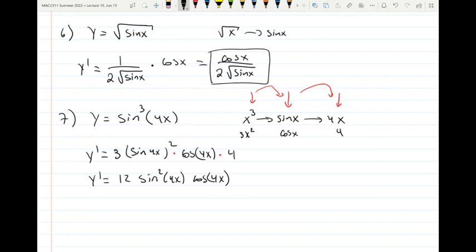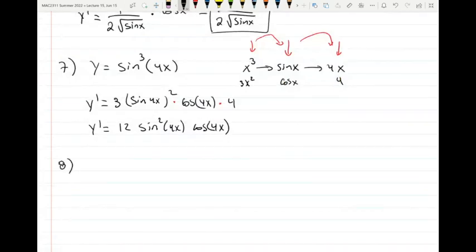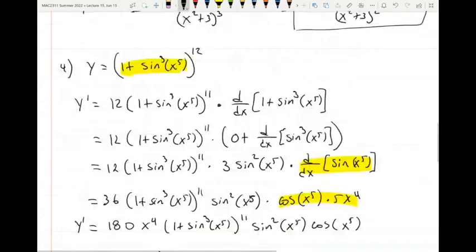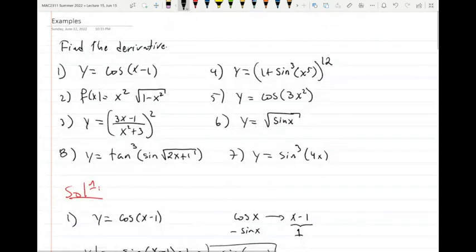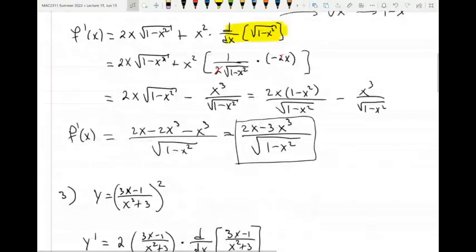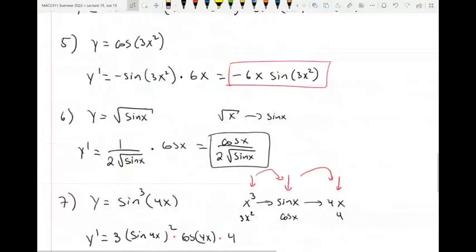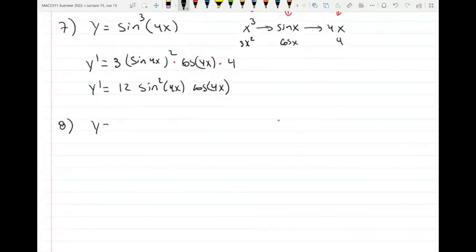Yes? Okay, let's do the next one that has a bunch of functions inside the other one, and then let's use this procedure. Because here it will be very long to do it one step at a time with the chain rule. Okay? So for stuff like this, what I just told you is beneficial. So tangent cubed of sine of the square root of 2x plus 1.